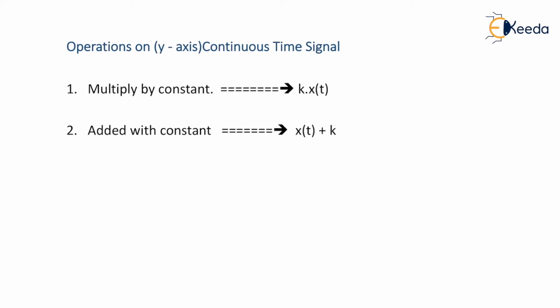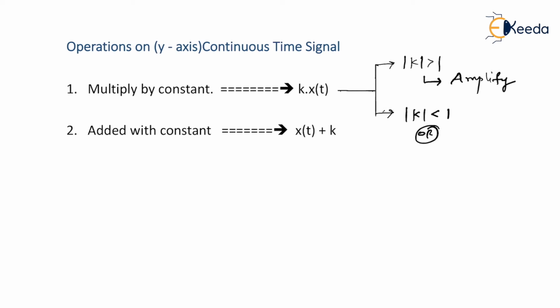So multiply by constant can be classified into two. That is, if mod of k is greater than 1, it will amplify the signal, or it will raise the amplitude of the signal. And if mod of k is less than 1, or to be very specific, if mod of k is between 0 and 1, then it is going to attenuate the signal. That is, it is going to lower the amplitude of the signal.